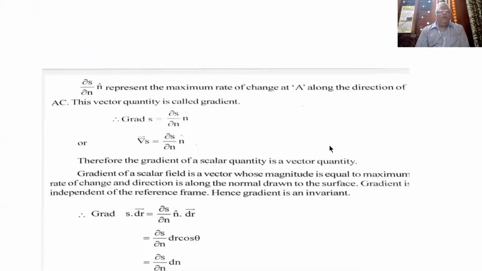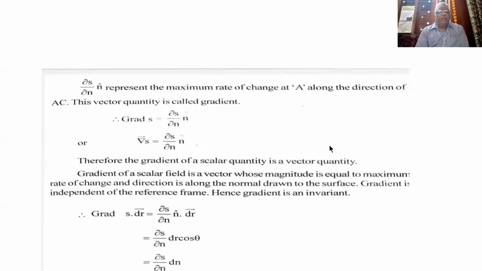Dou S by dou n into n hat represents the maximum rate of change at A along the direction of AC. This vector quantity is called the gradient. Grad S is equal to dou S by dou n into n hat, or del S is equal to dou S by dou n into n hat. Therefore, the gradient of a scalar quantity is a vector quantity. Once again, I repeat, the gradient of a scalar quantity is a vector quantity.